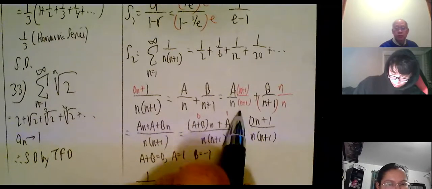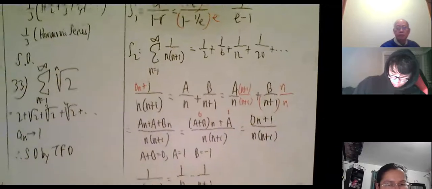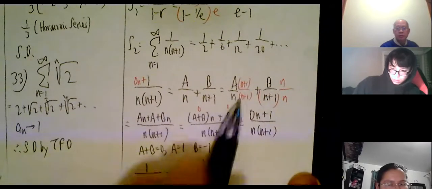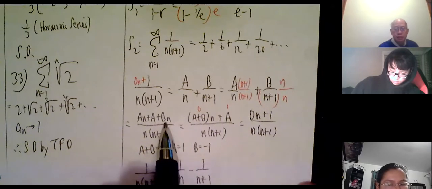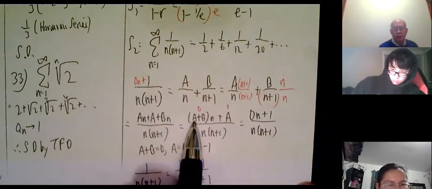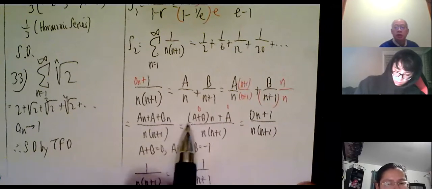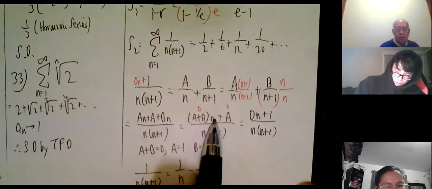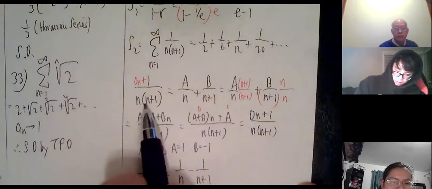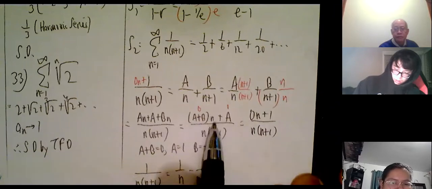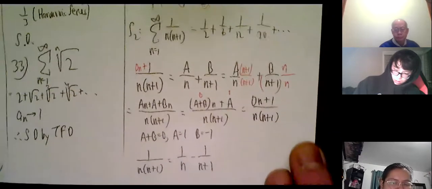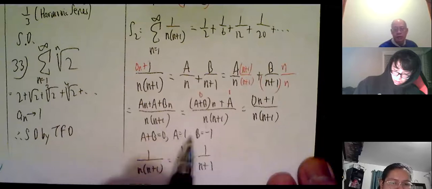Multiply this by n plus 1 over n plus 1. Multiply by n over n. So the common denominator is n times n plus 1. an plus a plus b times n. Gather the n's together. Same as before, only before it was x. These are n's now. So a plus b times n plus a over n times n plus 1. And it has to equal 1 over n times n plus 1, which means a plus b equals 0 and a equals 1. Well, a is 1 is done. That means b is -1.